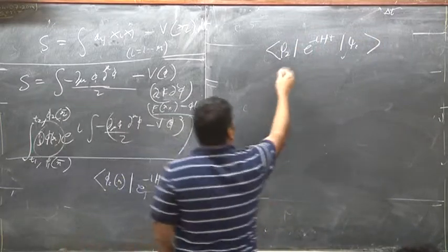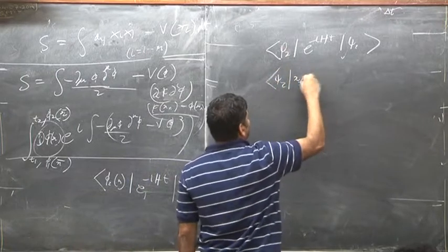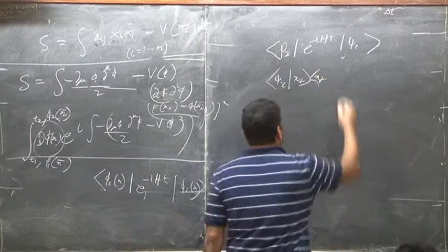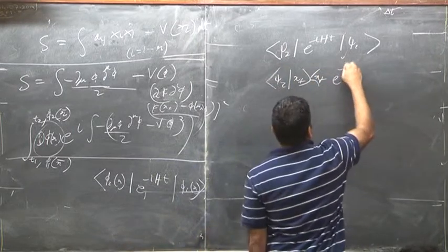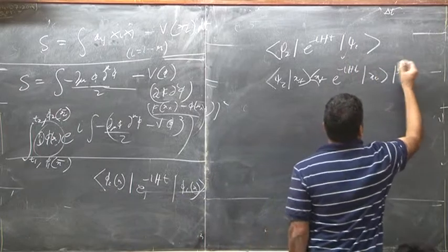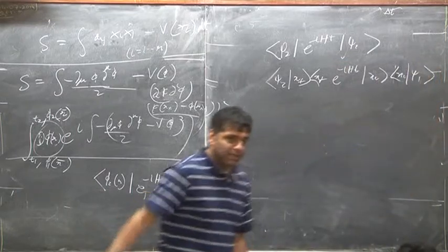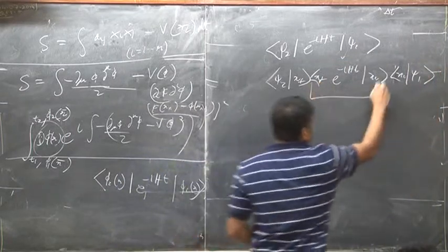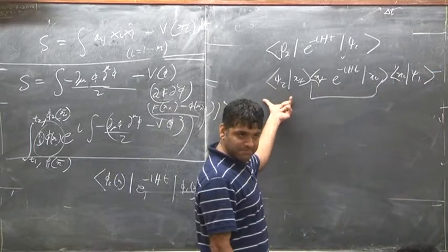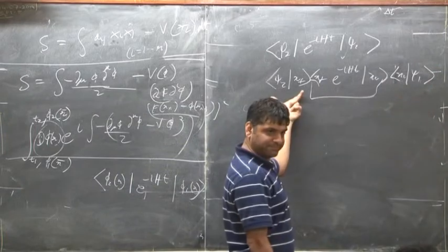Well, you just use the same thing that we always do. That is, put xf and xi, e to the power minus i H t. What you have to do is convolute it against the initial wave function and the final wave function.